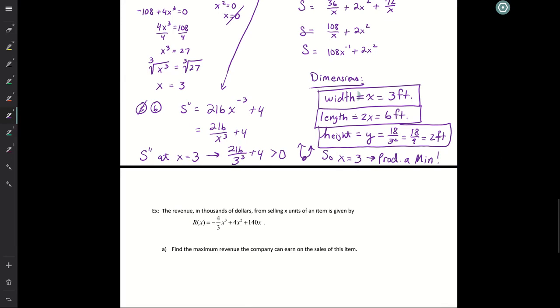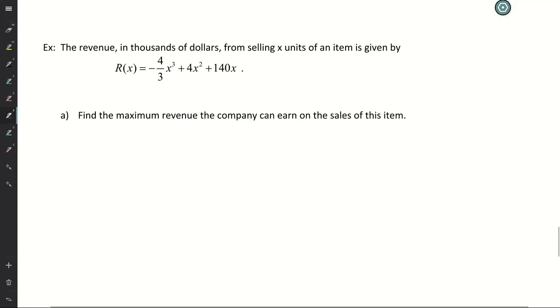All right, so now let's look. We've got one more example to go. This is more in the form of a business application, which is nice for you guys. So this one says the revenue in thousands of dollars from selling x units of an item is given by R of x, and then they give you the function there. The first question says find the maximum revenue that the company can earn on the sale of this item. Because of the wording, they're wanting maximum revenue. You know you're going to have to use this procedure that we've just used. We're going to make this note.